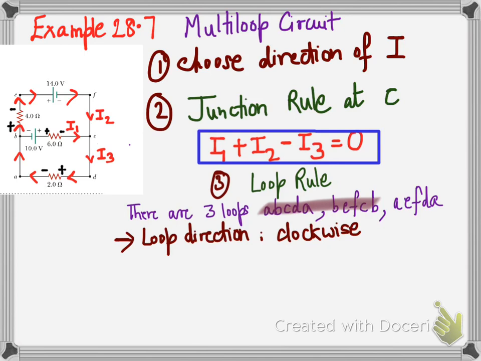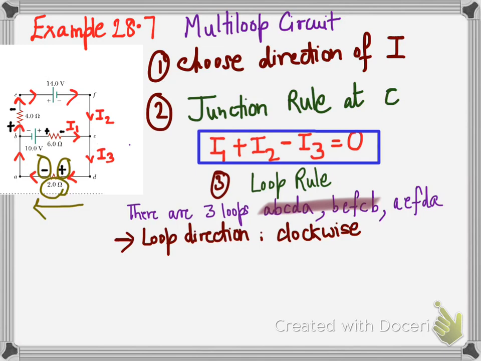Before applying the rule, we have to decide the positive and negative for each component. For the cells, it's easy. There is no need to worry about the positive and negative of the cell. We know the longer line is positive, the shorter line is negative. For the resistors, if we check the 2 ohm resistor, the current is moving in this direction. So the conventional direction of current is from positive to negative. That's how we have labeled the positive and negative.